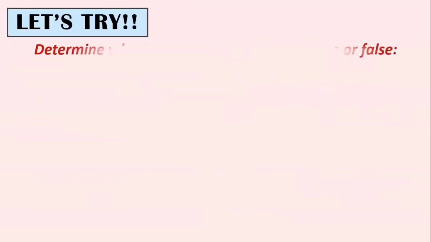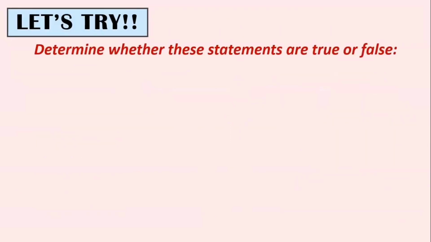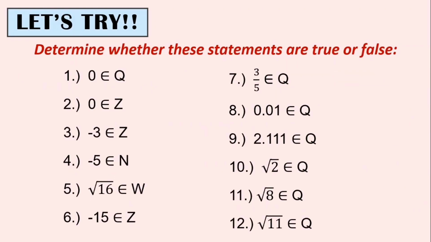Let us try. Determine whether these statements are true or false. Number 1, the 0 is an element of rational. Sabihin ng Q is rational. Okay, this is true. Okay, it's because si 0 ay under ng integer, wherein integer is under ng rational. Okay, next number 2, 0 is an element of integers? Okay, yes, this is true. How about negative 3 is an element of integers? Okay, yes, this is true.